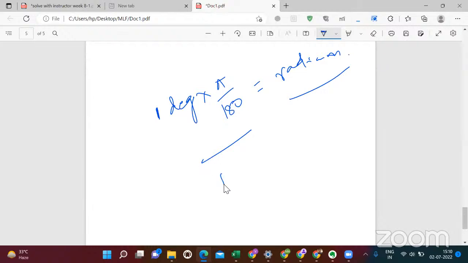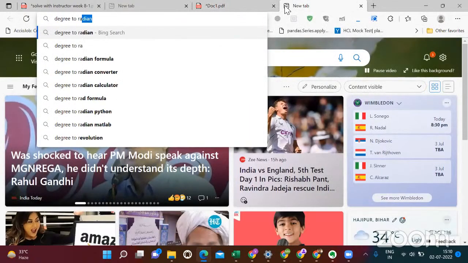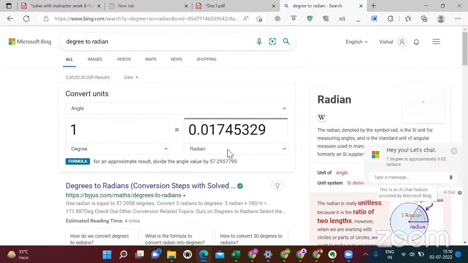So 1 degree is what? 1 radian is 180 upon pi degrees. So pi by 180 for 1 degree, which is about 0.175 here.